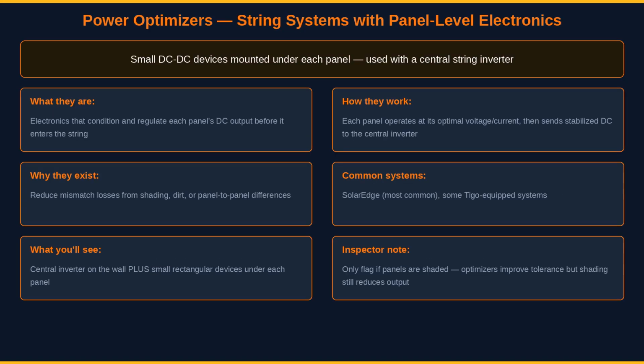Some string inverter systems include power optimizers, small DC to DC devices mounted under each panel. These are most common in SolarEdge systems. Optimizers condition each panel's output before it enters the string, reducing mismatch losses from shading or panel differences. If you see a central inverter on the wall and small rectangular devices under each panel, you're looking at a string inverter with optimizers. Optimizers improve shade tolerance but don't eliminate the impact of shading entirely. If panels are significantly shaded, it still affects output.